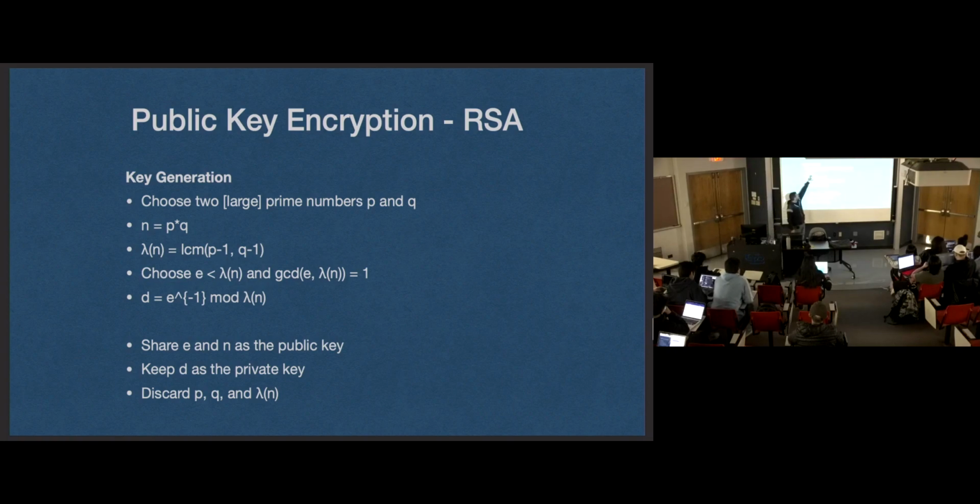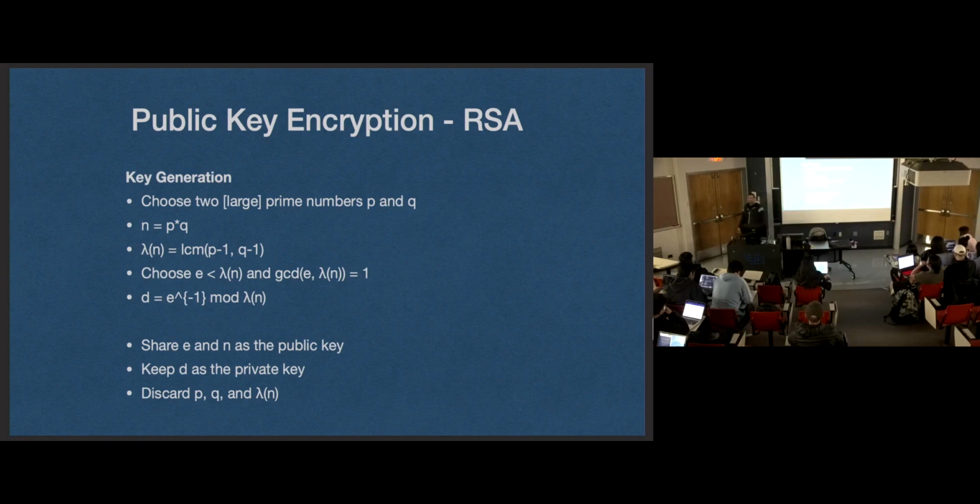So we're going to generate two large prime numbers, P and Q, and multiply them together, calling that n. We're going to define a value lambda of n, which is the least common multiple of P minus 1 and Q minus 1. We choose some value e that's both less than lambda and co-prime with lambda, meaning the greatest common divisor between them is 1. And then we compute d, which is the inverse of e mod lambda.